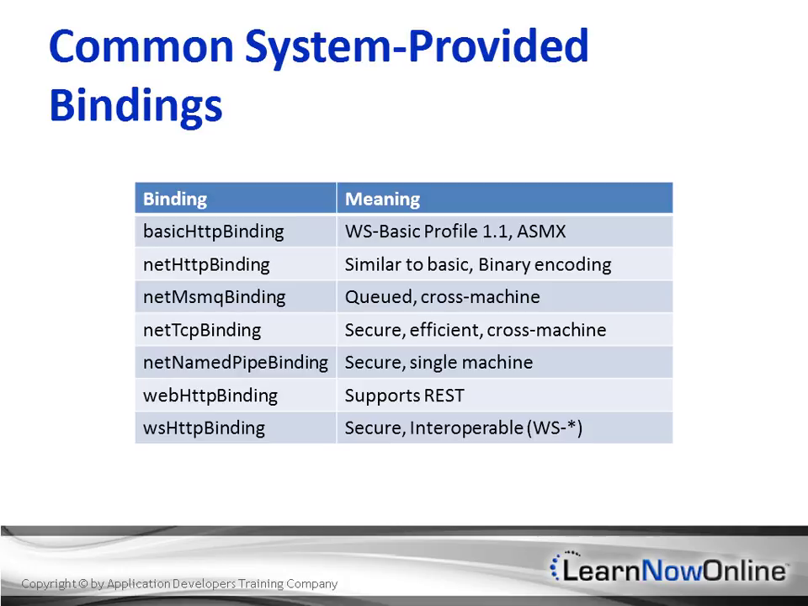You can use Net TCP binding as a very secure and efficient cross-machine protocol that has binary encoding over TCP/IP. Net named pipe is built for communication on a single machine. Imagine you need to have two applications that communicate with each other, and this is ideal. The Web HTTP binding supports REST protocols.